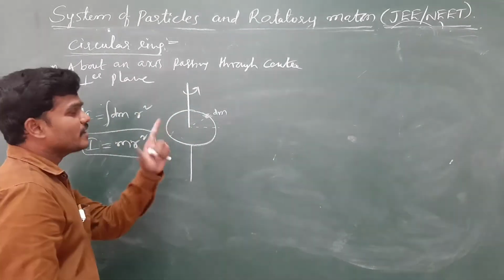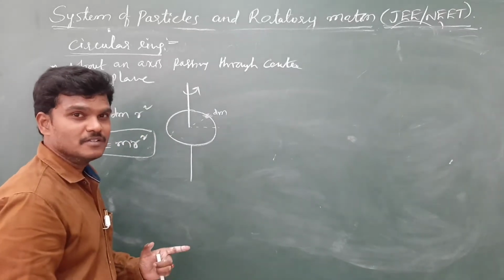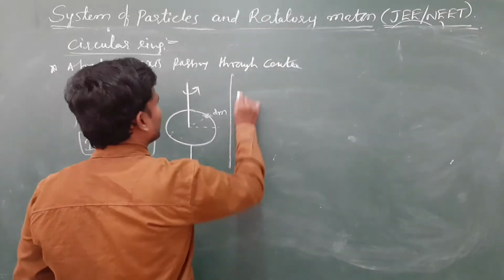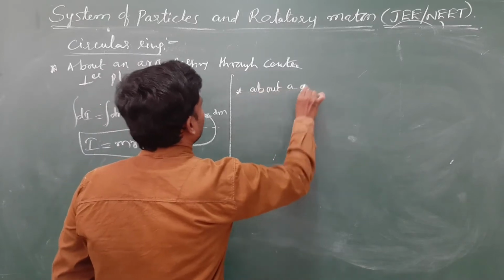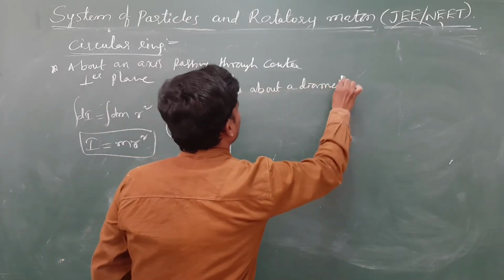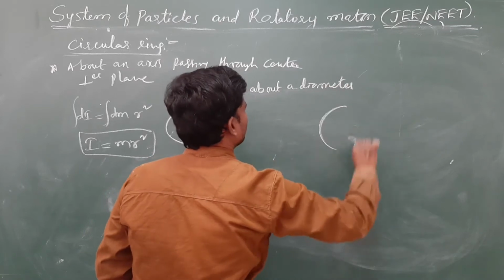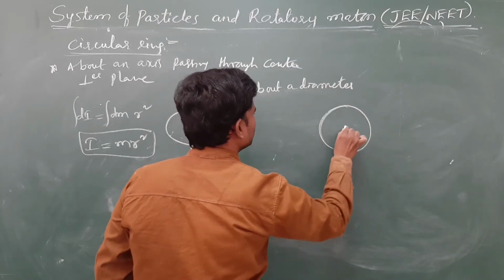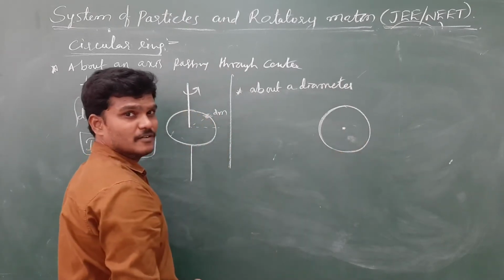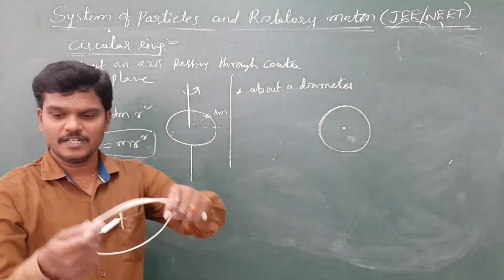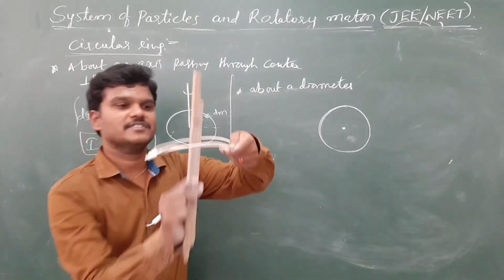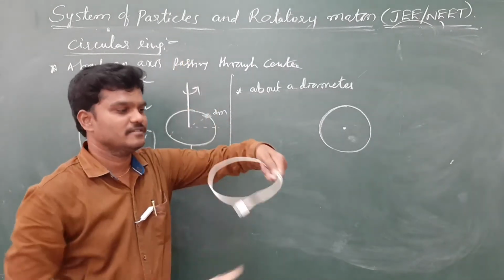Okay, on board all diagrams are planar diagrams. So about a diameter, let me find. Second formula, about a diameter line. So about a diametrical line. See, this is the ring whose radius is r. Okay, so let us suppose, see, this is the ring, and this is the axis passing through center perpendicular to the plane. See, this is the plane.